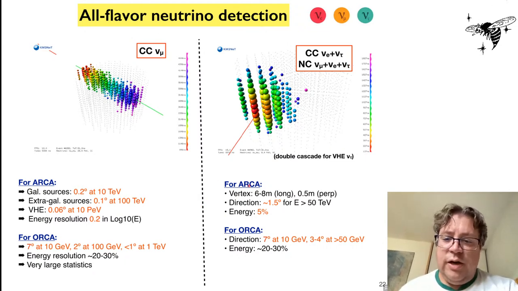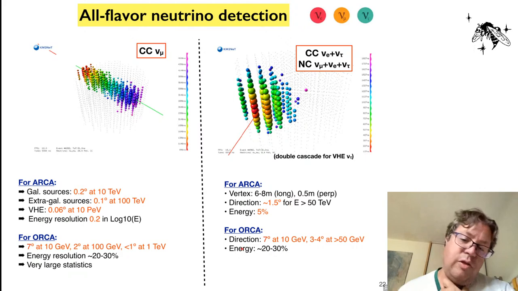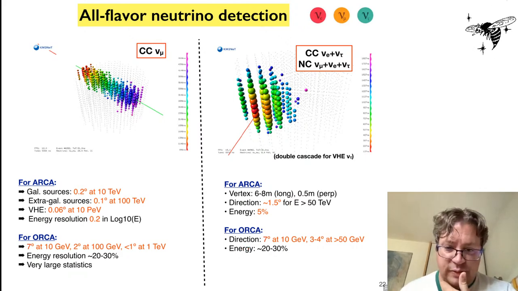For the cascade channel, here we will gain an angular resolution which can go around 1.5 to 1 degrees for very high energy events, and at low energies it is the same.